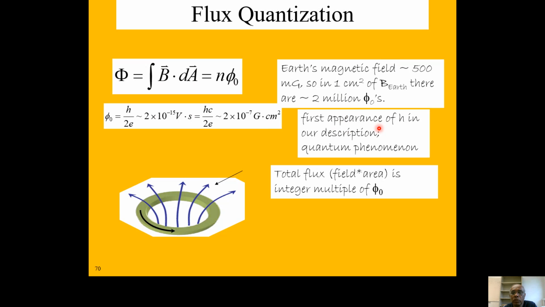Typically Earth's magnetic field is about 500 milligauss, right? So if you have an area of 1 square centimeter, there are about 2 million of these flux values. So you can imagine, if you have a much higher magnetic field, how many of these flux quanta you will have. But the important thing is they are only an integral number of this fluxoid.